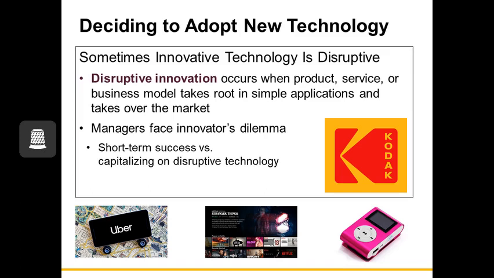And if you think about the MP3 player, we used to have to purchase physical copies of music and we used to have to purchase full albums. Now we can download albums if we want to, but we can also download single songs. We never have to leave our house to get music because of the MP3 player.